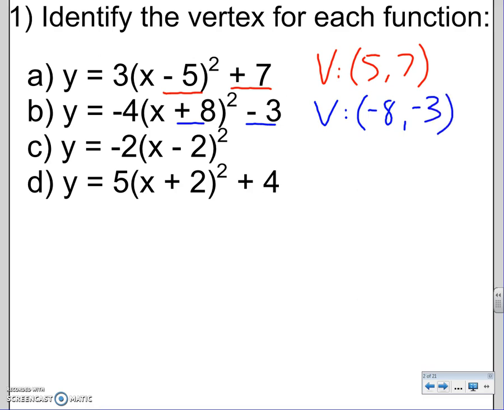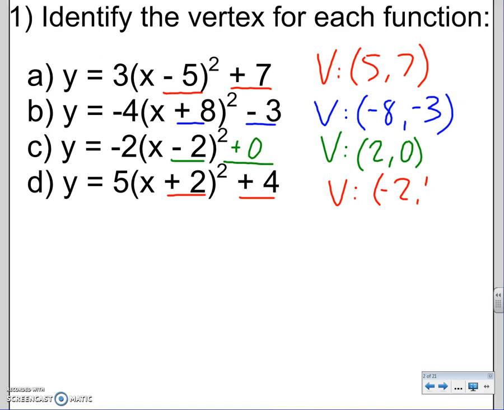This next one, there's something out here. If it helps you, you can put a plus 0. Vertex, change the inside to positive 2, leave outside the same. And the last one, let's go back to red, that and that. So change the inside, negative 2, keep the outside the same, positive 4. Alright, so the first question in your test will be on that.